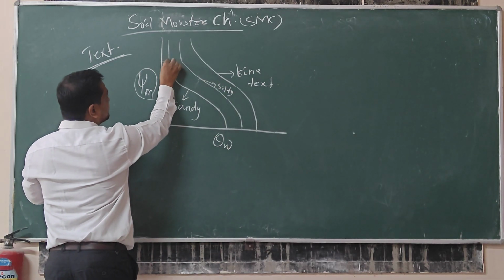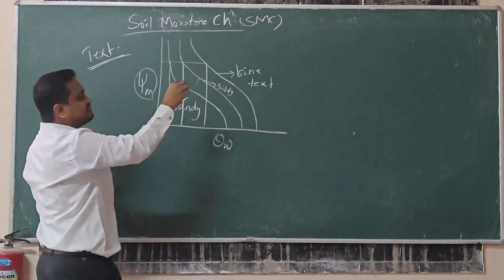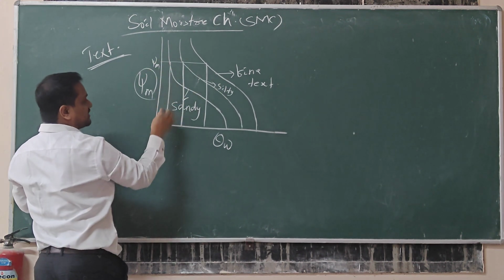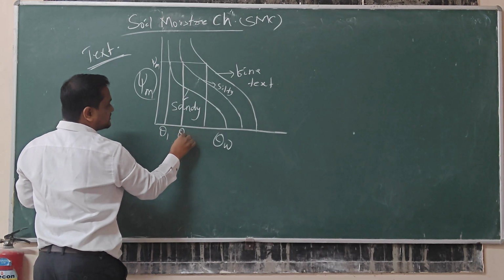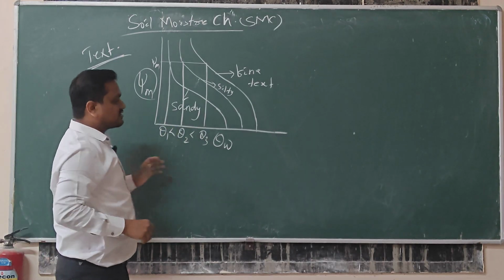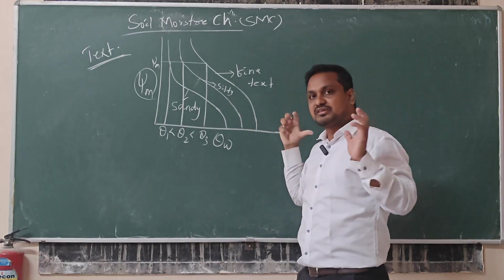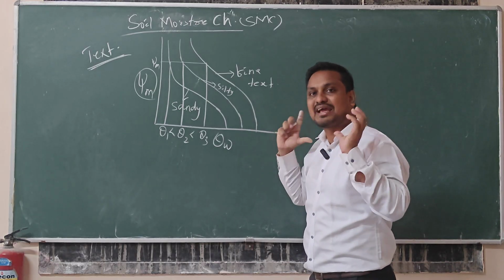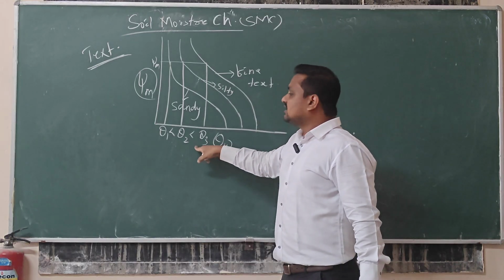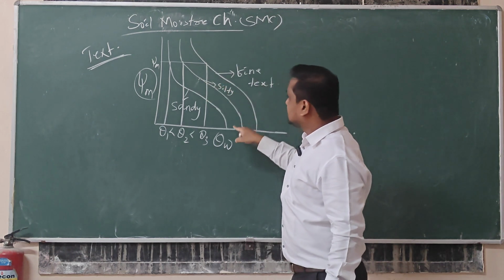If I am drawing the graph, I am seeing at a particular matric potential value. If this is theta 1, this is theta 2, and here it is theta 3, I can see clearly that the water content is higher in the case of clay soil, fine texture soil. We have already discussed that due to the presence of a larger number of micropores, the water content will be higher in fine texture soil. This is clearly evident and very simple to remember. Just remember this type of graph comes.